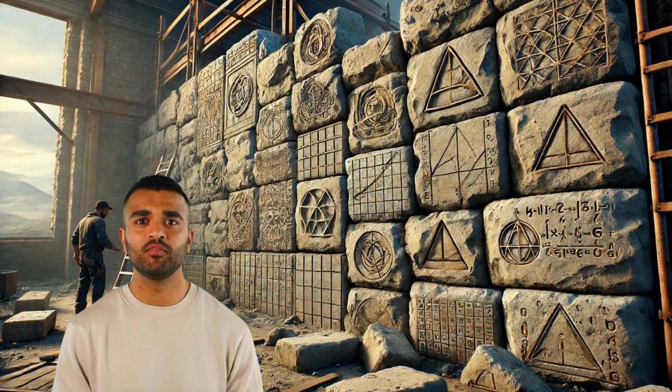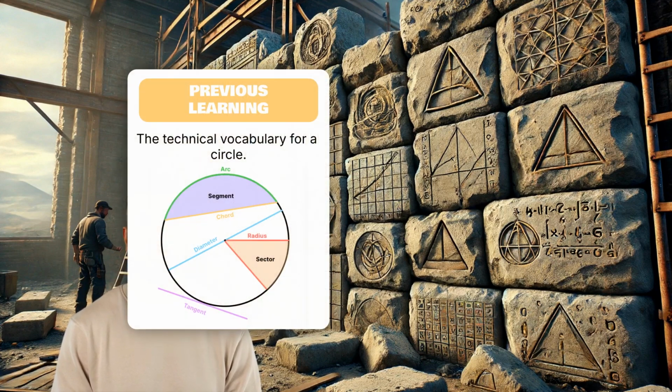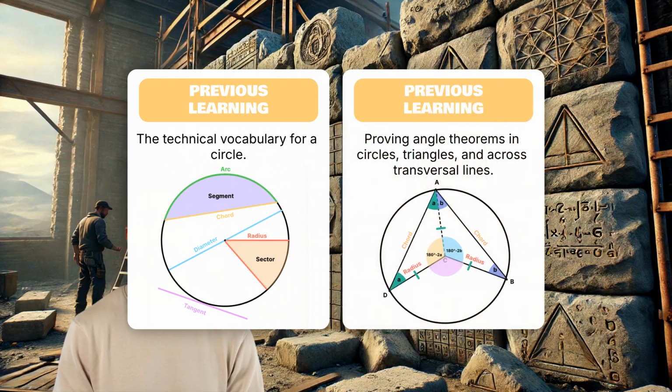Up to this point, we've built a solid foundation by discussing the technical vocabulary for a circle and how to prove angle theorems in circles, triangles, and across transversal lines. With this foundation, we are now ready to explore the proofs related to cyclic quadrilaterals and the alternate segment theorem. Let's get started.